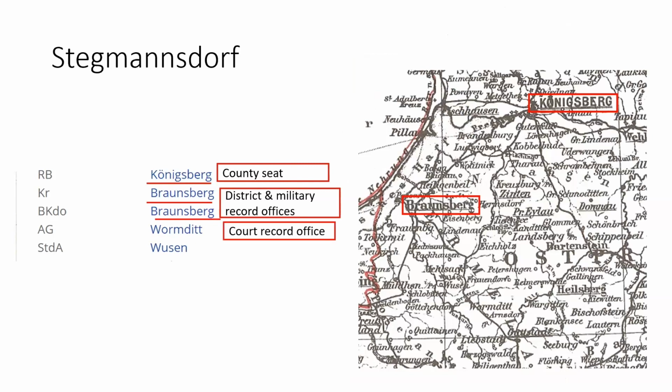Next is the court record office in the town of Wurmditt. On the map, it is southeast of Braunsberg and much smaller. The next record office is the civil registry, and it is in the town of Wusen, northwest of Wurmditt. At this point, this map is not detailed enough to show Stegmansdorf.